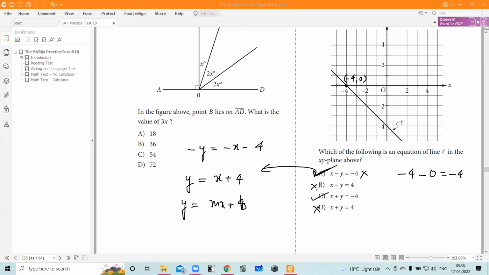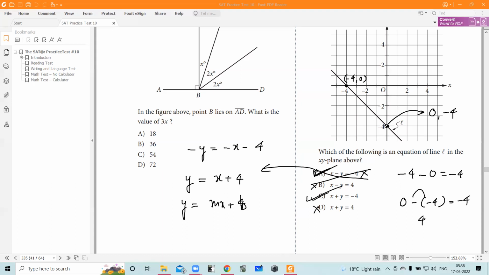So out of A and C, we can have one option. But in order to confirm whether A is right or C is right, we'll take one more point, for example this point here. What is the coordinate of this point? 0, -4. So plugging in 0, -4 here, 0 minus -4, is that equal to -4? No. So A is eliminated, C is the answer.